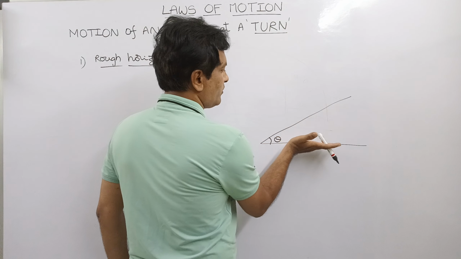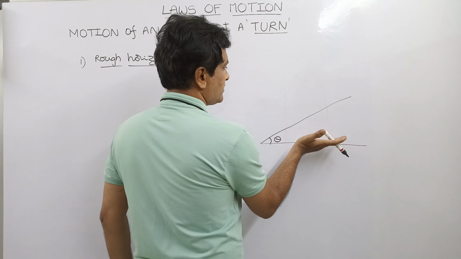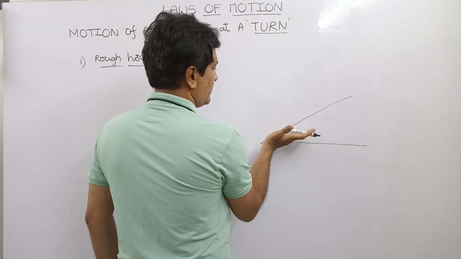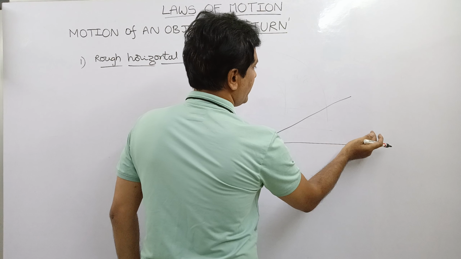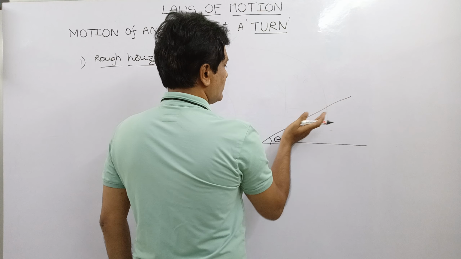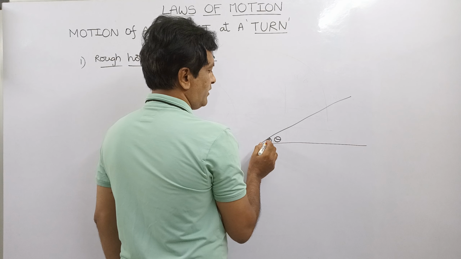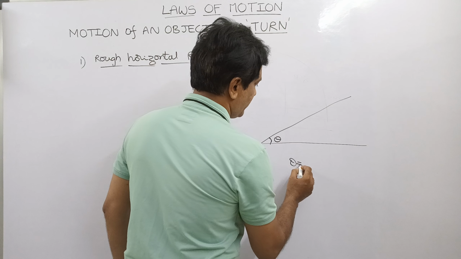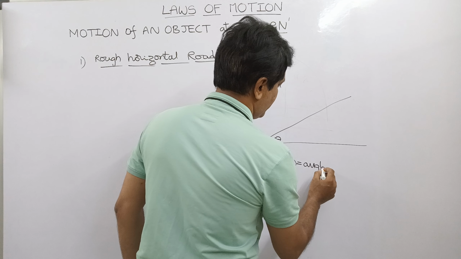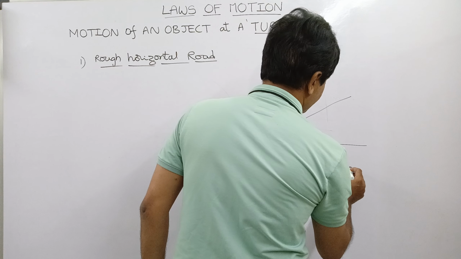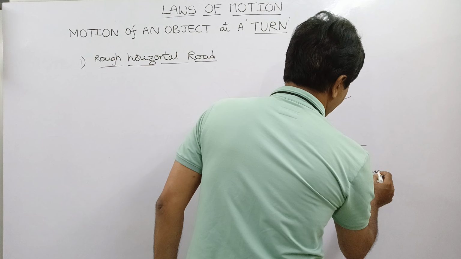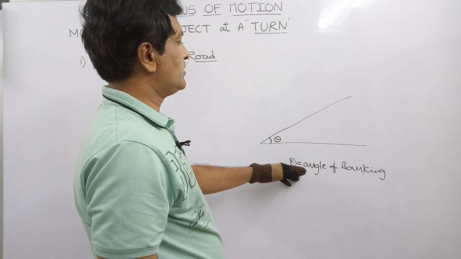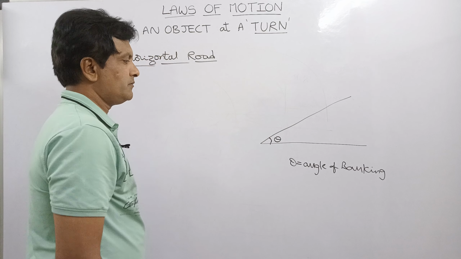If it is a level road, it will be like this. At turnings, suppose this is a left turning like this, the outer level will be raised with respect to the inner level by some angle theta. This is called the angle of banking. Theta is called the angle of banking. And the raising of the outer level compared to the inner level of roads is called banking of roads.